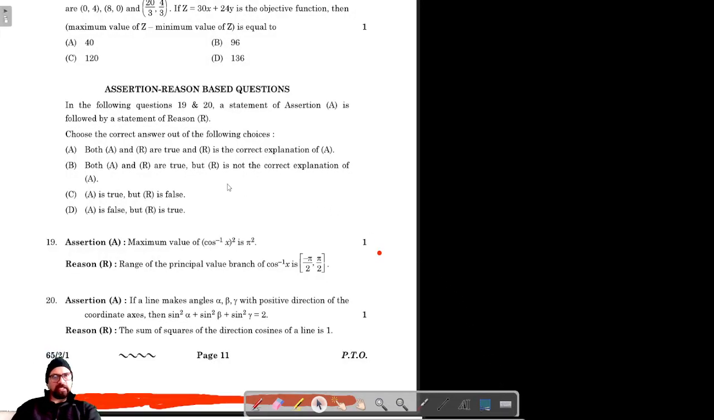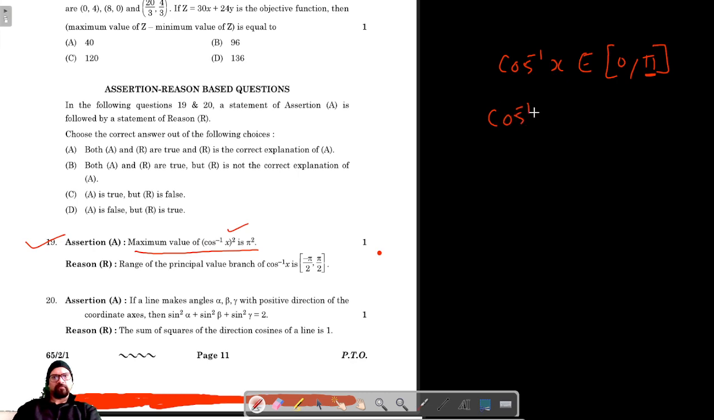For assertion and reasoning based questions, these are questions 19 and 20. Assertion is for question number 19. The assertion is that the maximum value of cos inverse x is pi squared. Now we know that cos inverse x has the principal range between 0 to pi, and pi is the maximum value.